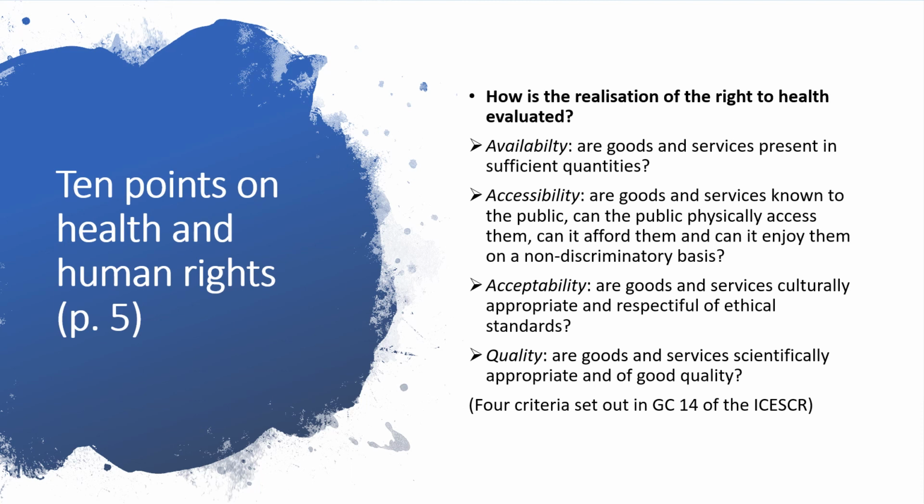So it doesn't say that all goods and services have to be free, but it does say that they have to be affordable. The third criterion is acceptability. Are goods and services culturally appropriate and respectful of ethical standards? And fourth is quality. Are goods and services scientifically appropriate and of good quality? So these 4 criteria are used to assess whether states are fulfilling the requirements of the right to health under the International Covenant on Economic, Social, and Cultural Rights.